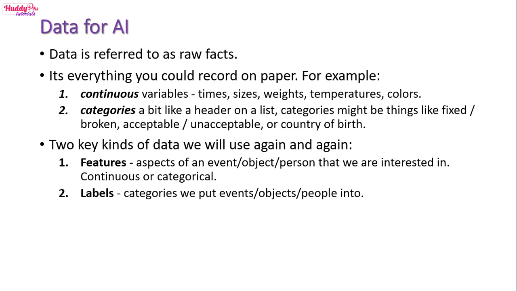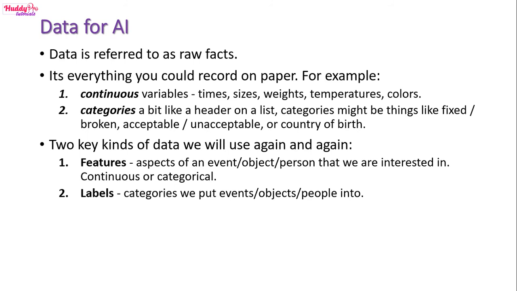Now let's talk about the data for AI. AI uses data at every step of the journey. So let's ask ourselves, what is data? In brief, data is referred to as raw facts. It's everything you could record on paper.